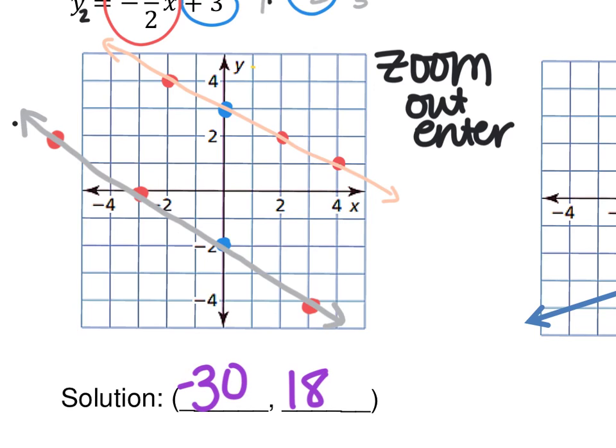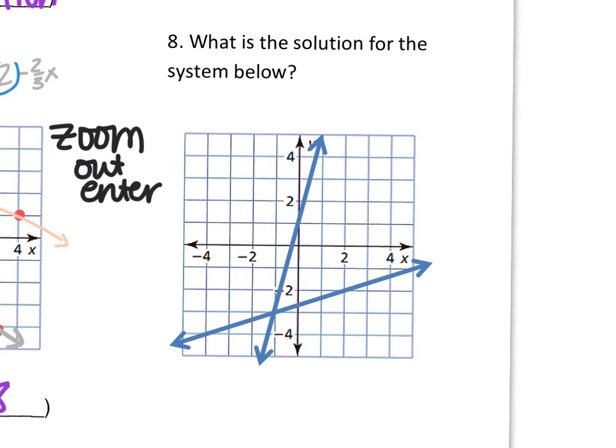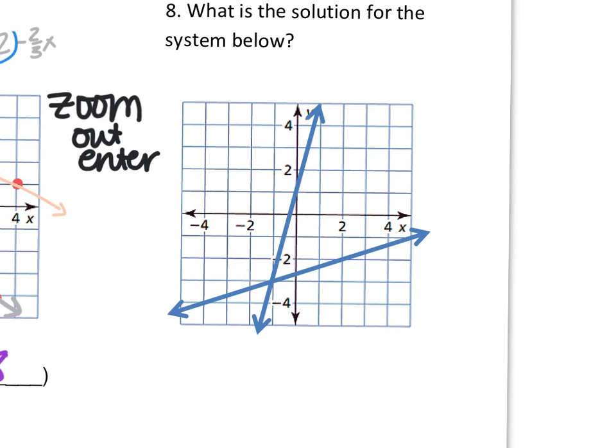Let's look at number 9. Or number 8, I'm sorry. What is the solution to the system of equations below? Well, I'm just looking for where they intersect, and these two particular lines intersect at the ordered pair negative 1, negative 3. So that would be my solution for this system.